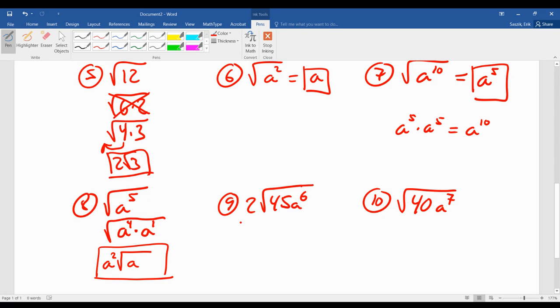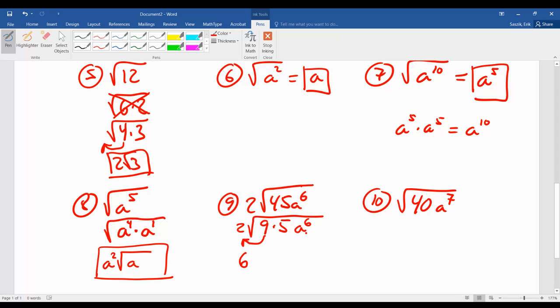Okay, here, this one's a little bit more involved, but not a big deal. We're going to handle the number first. Square root of 45. What's the biggest perfect square that goes into that? 9 goes in there 5 times. This is an even power, so that's nice. So now we can do this in one more step. Square root of 9 is plain old 3. That comes out, turns that into 6 because you're multiplying.